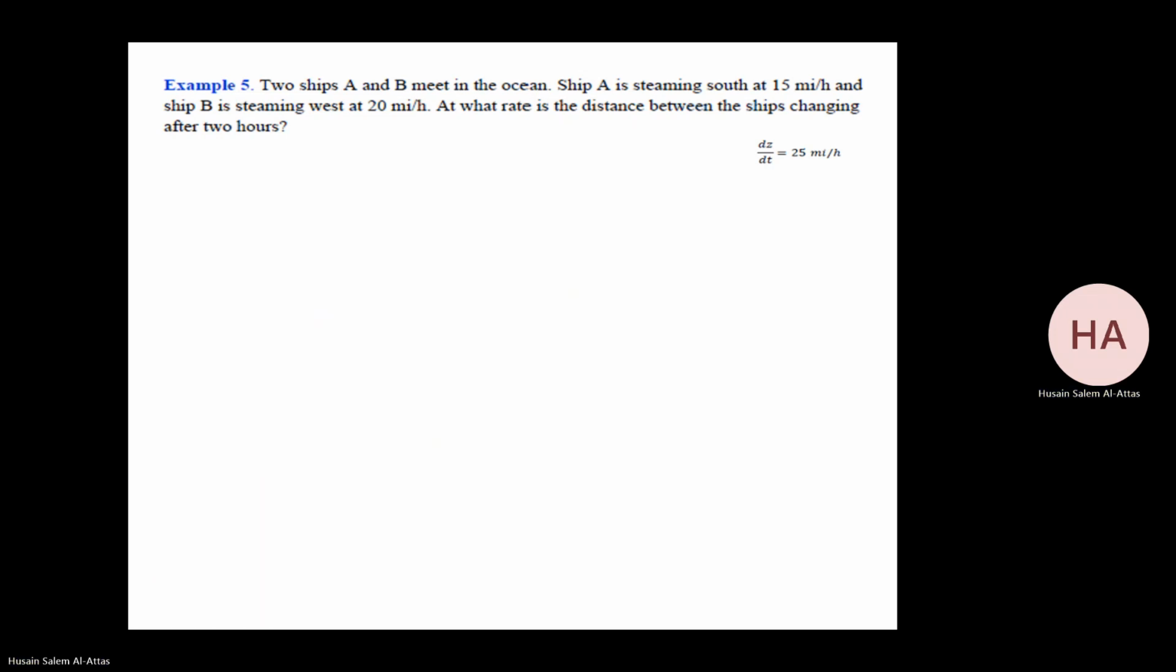Two ships, A and B, meet in the ocean. This is the ocean. They meet somewhere, and then ship A is streaming south and the other one is streaming west. At this time, the distance traveled, because they meet there and then start counting, will increase. So this is x, and this is y, and this is what we're looking for. Call it z.